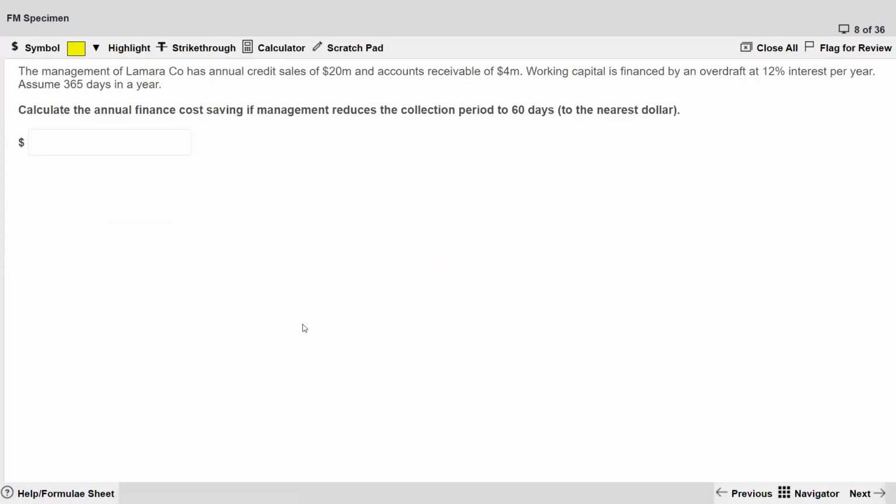Now what else is there? We have got the next question, and it says the management of Lamara company has an annual credit sale of 20 million and account receivable of 4 million. Working capital is financed by an overdraft at 12% interest per year, assuming 365 days in a year. It says calculate the annual finance cost saving if management reduces the collection period to 60 days.